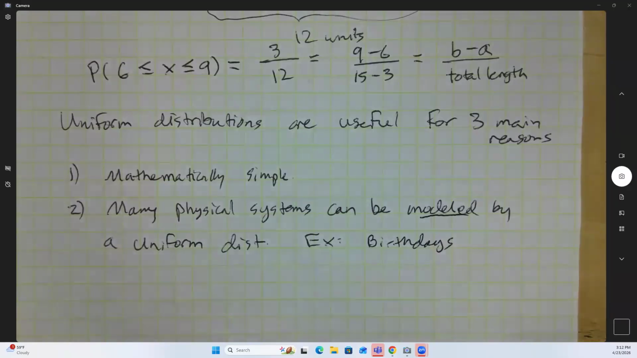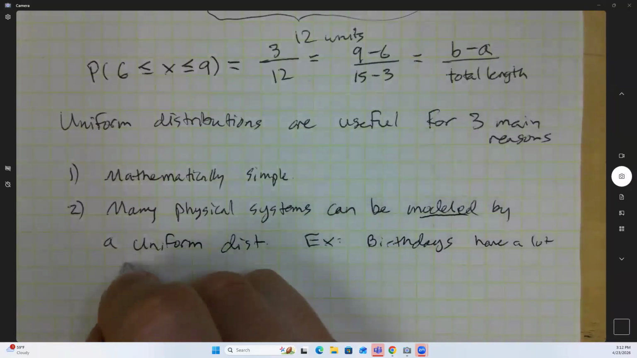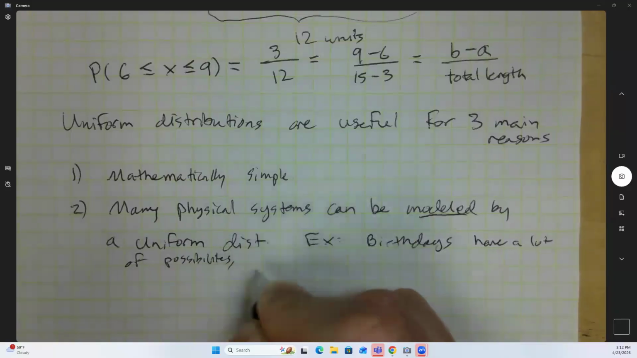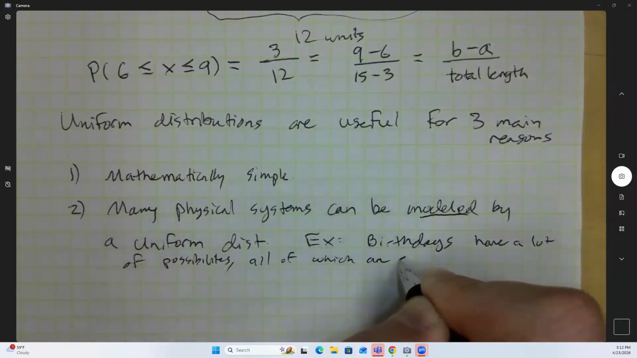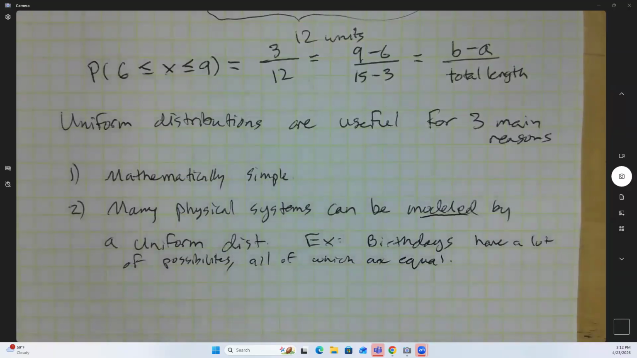So birthdays have a lot of possibilities, all of which are equal, more or less. And the probability that someone is born in January is roughly equal to the probability that someone's born in June or October, etc. And so we can model birthdays as a uniform probability distribution.